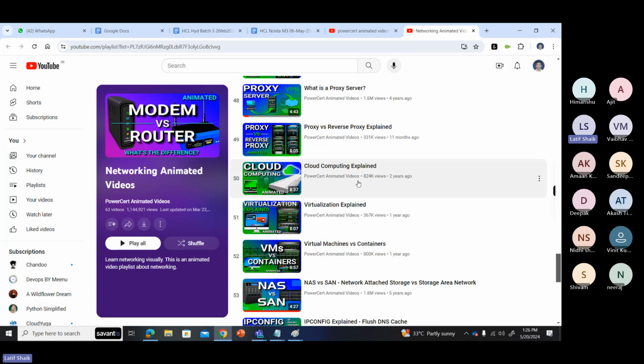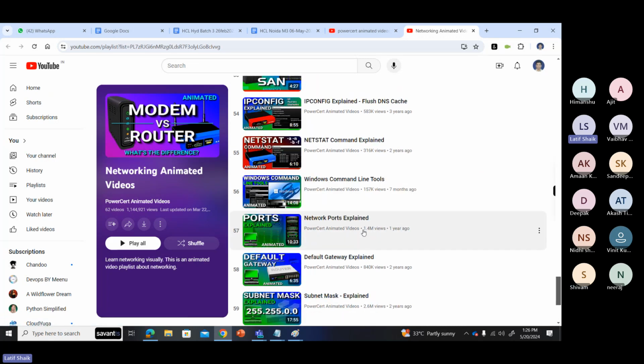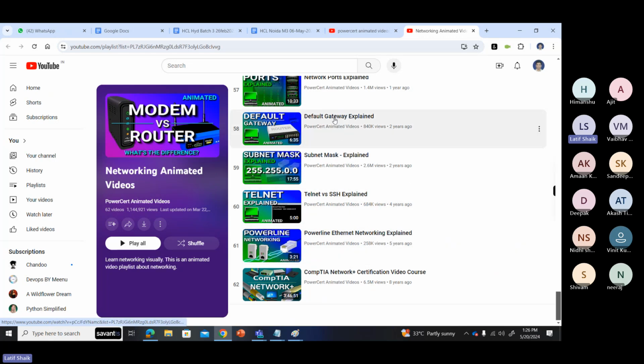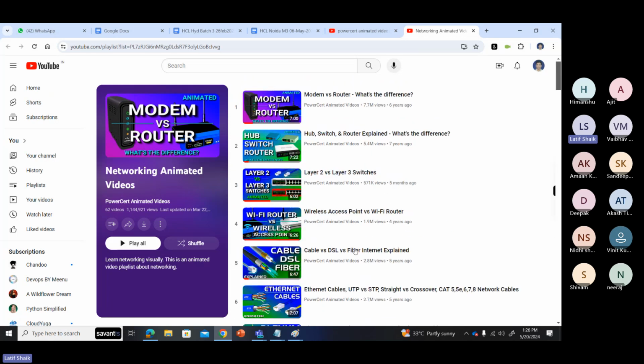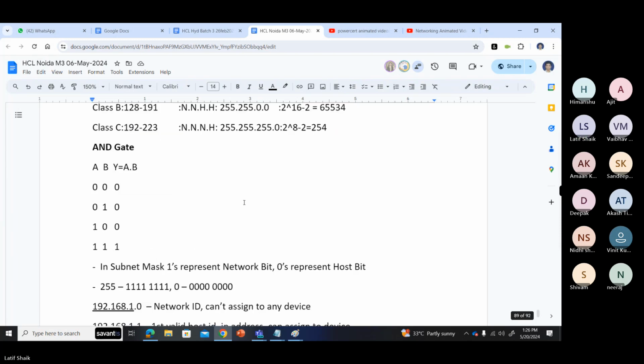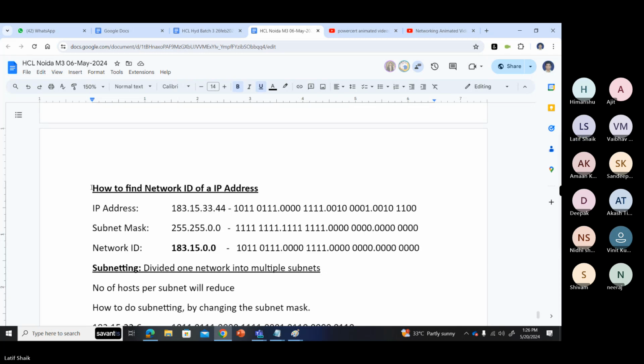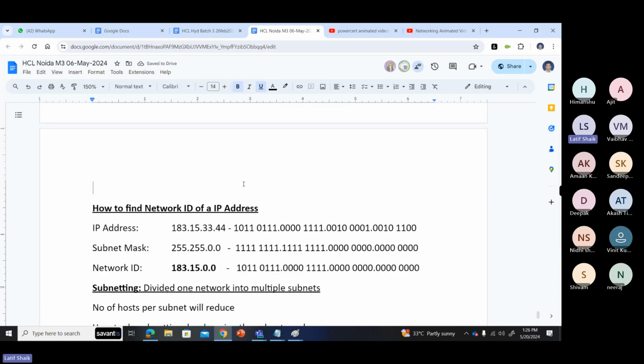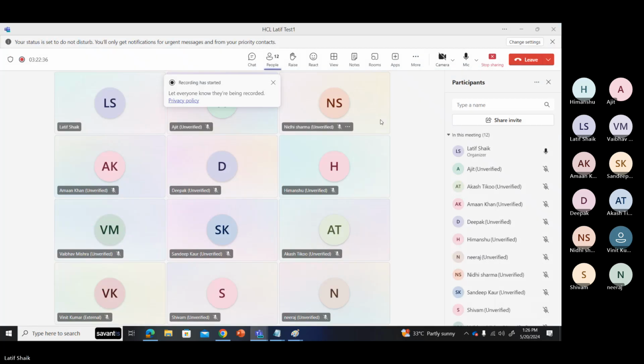You can even go for what is a proxy server, what is a VPN server, what is a default gateway, what is a subnet mask. There is a lot of useful information available. My point is, you must learn and have an idea, so that you can understand and speak about it. Okay guys, we'll discuss tomorrow. That's it for today. So don't waste time, improve your technical skills.